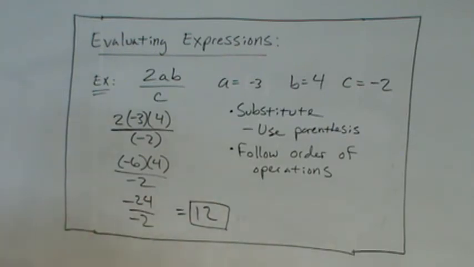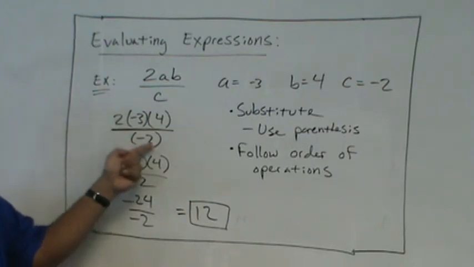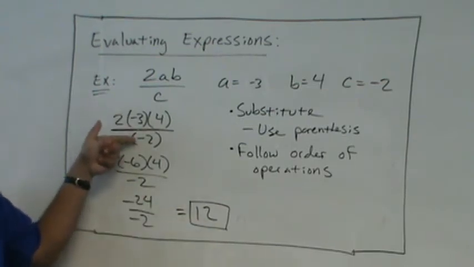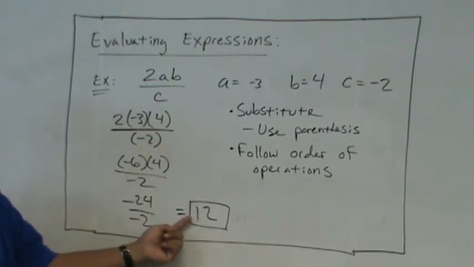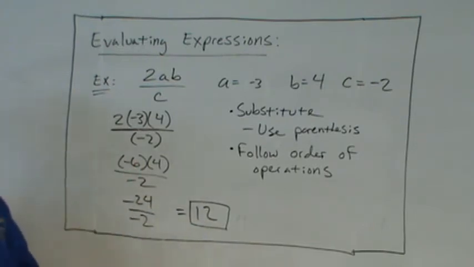Is that the only way to have done that problem? No. We could have reduced, right? We could have divided the 2's here. So if we divide these, you'd still get 4 times 3, which is 12. And your negative and negative would make it positive. Okay? So there's more than one way to do a problem. You still have to follow the rules.